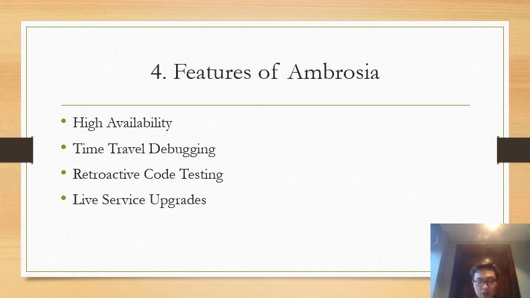The fourth feature is live service upgrades. Ambrosia allows developers to define an immortal called an upgraded immortal, where both old and new versions of the application code are present in the process. The recovery will use the old version of the service. The reconstruction will use the new version of the service, and a new checkpoint will use the new version of the service.